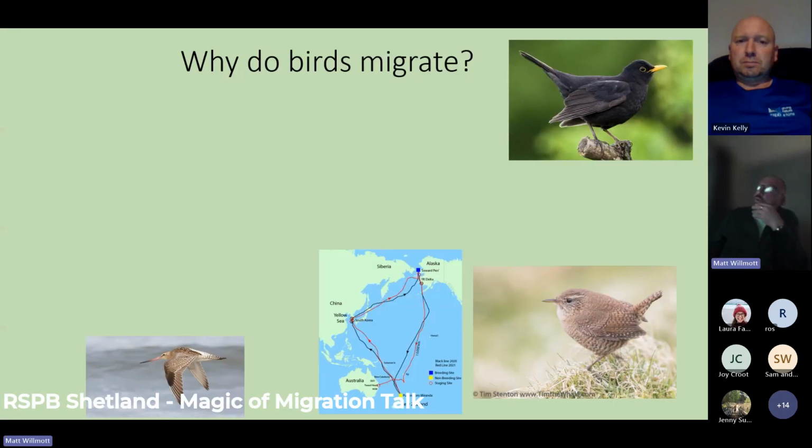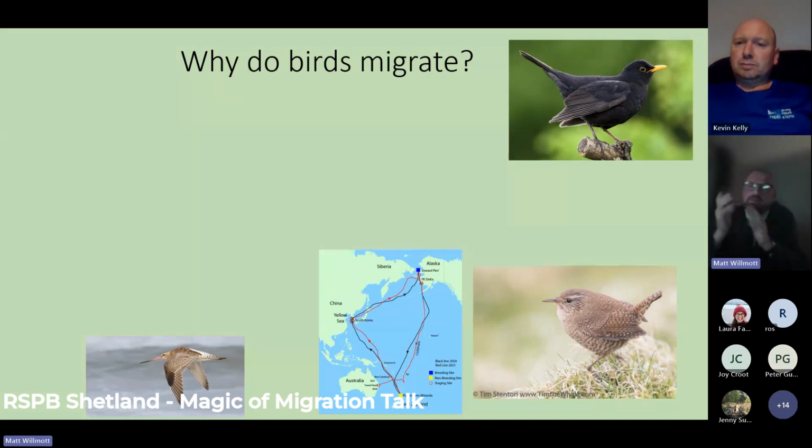So really, why do they bother migrating? What's in it for the bird? Well, the first thing to think about: those photographs show a blackbird, which we're all familiar with, top right, and then a Shetland wren, and then a bar-tailed godwit. And it shows birds at a different end of the spectrum, really.